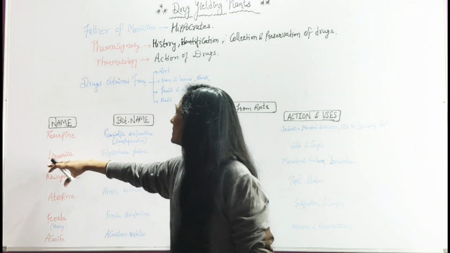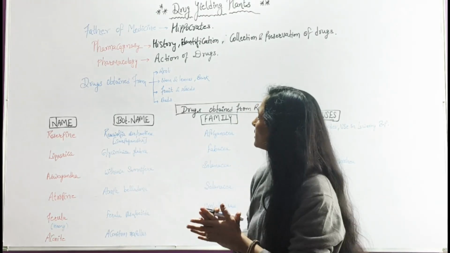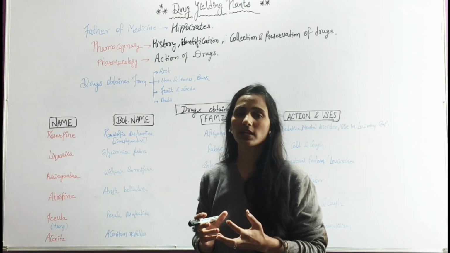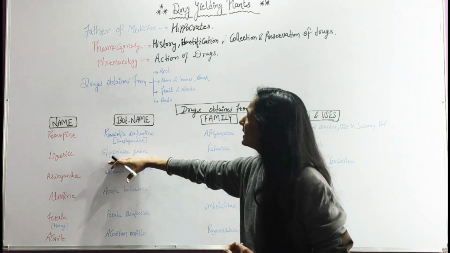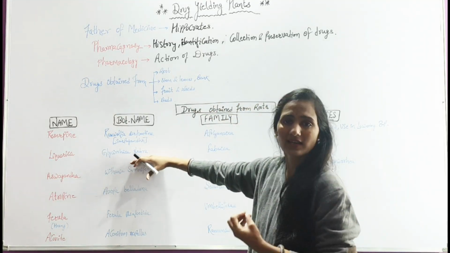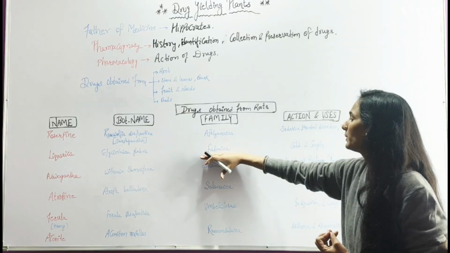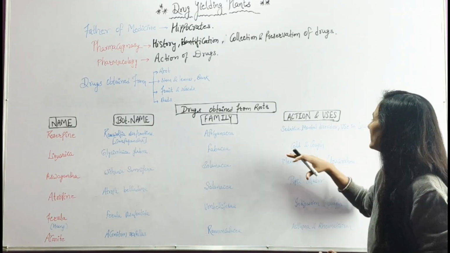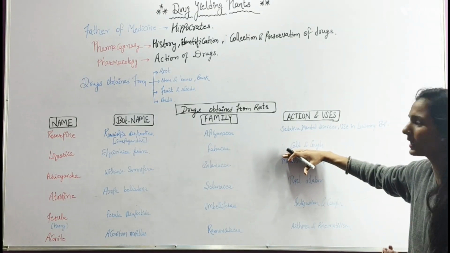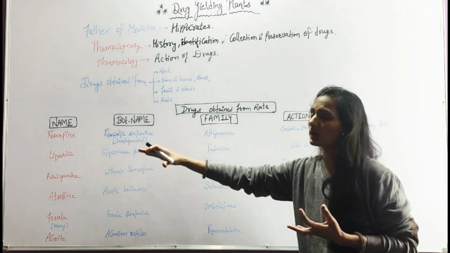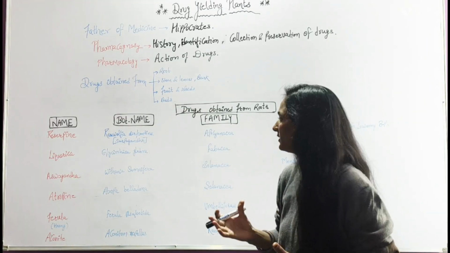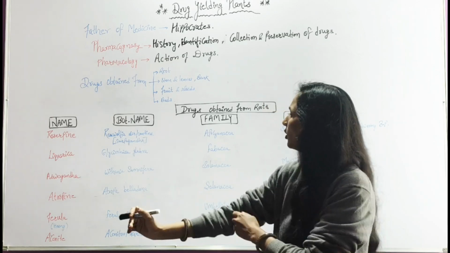And the next drug is liquorice. Liquorice, which in Hindi we call mulethi, has the botanical name Glycyrrhiza glabra and belongs to the Fabaceae family. The action and use of liquorice is for cold and cough. So when we get cold and cough, liquorice or mulethi is beneficial in treating it.